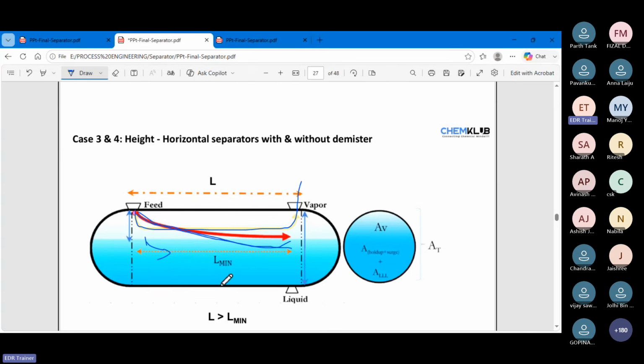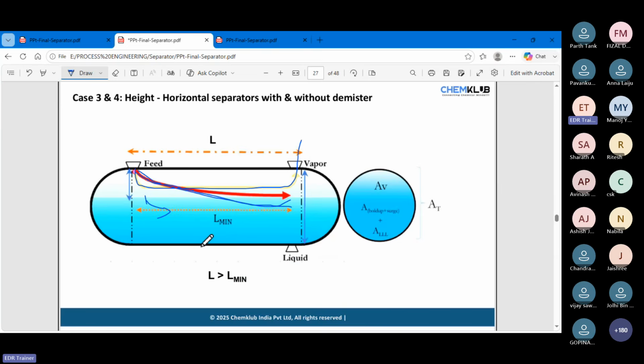And this L minimum, whenever you have calculated the length, should be less than the actual length. Suppose you have calculated L minimum, say 3000. So you just take it as 3200 or 3300 like that. So you have to consider at least 10 to 15% more than the minimum you have calculated. Then your effective length for separation will be okay.